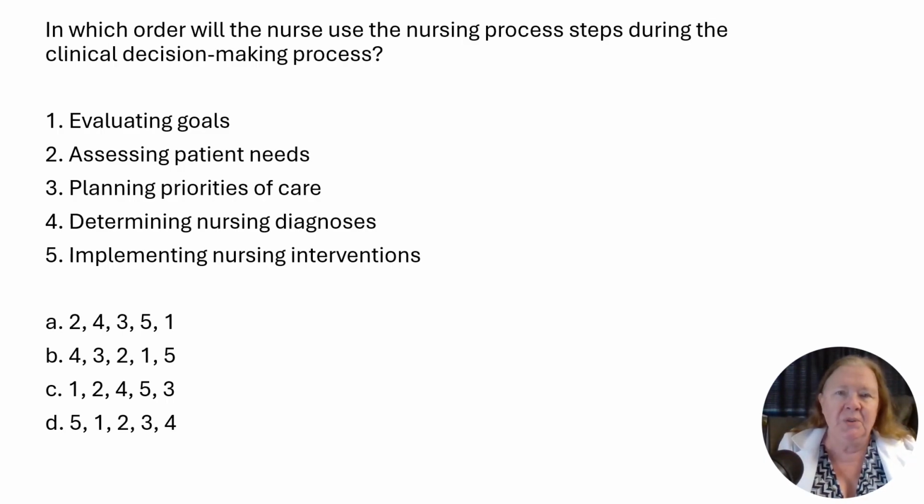So what you're going to do in this one, it's an order, a correct order question. So you're going to put these 5 choices, 1 through 5, in the correct order according to the nursing process steps. Okay, is it letter A, 2, 4, 3, 5, 1, B, 4, 3, 2, 1, 5, C, 1, 2, 4, 5, 3, or D, 5, 1, 2, 3, 4? And I'll give you a minute to think about it, and we'll come back.